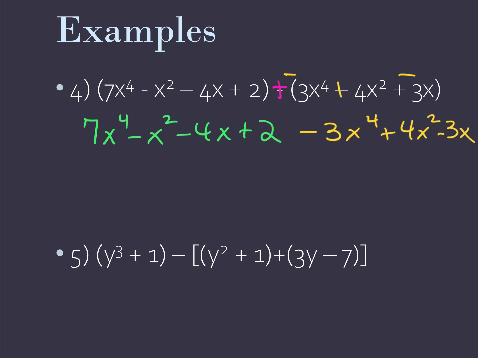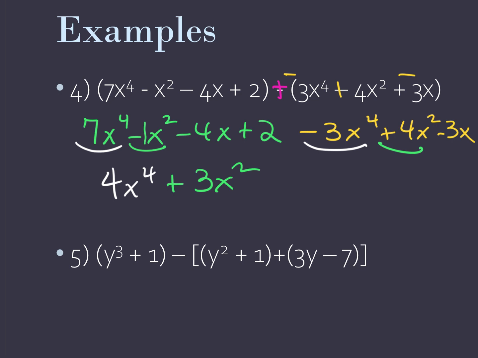Now I'm going to go back and look for my like terms. I have like terms here. I have a 7x to the 4th minus 3x to the 4th gives me 4x to the 4th. Now I'm going to look to see, do I have any x to the 3rd, x cubes? No, I do not, but I do have an x squared. And again, you're assuming a negative 1 here, plus 4x squared gives me positive 3x squared.